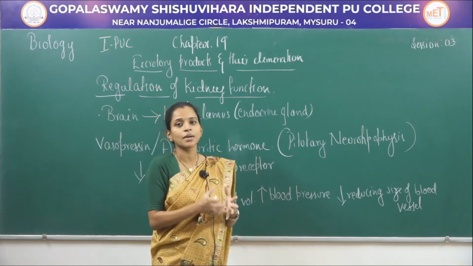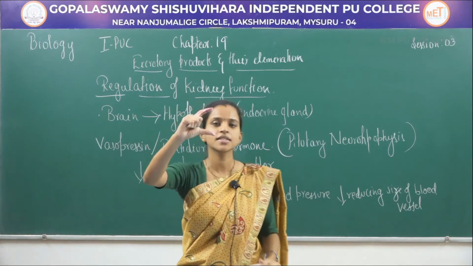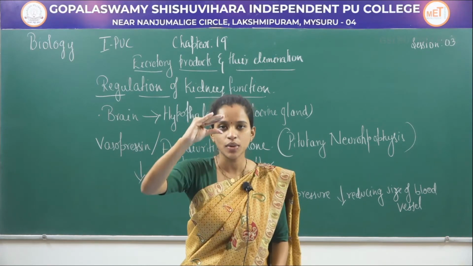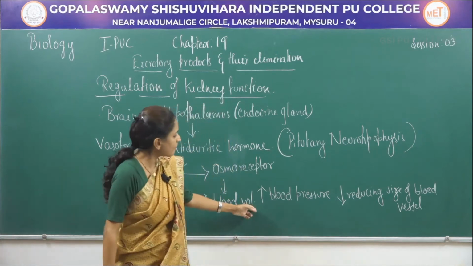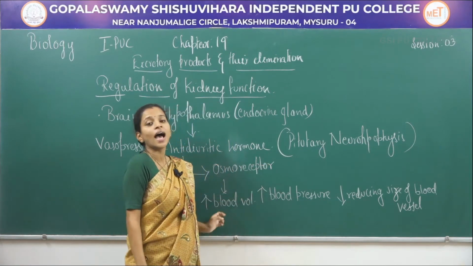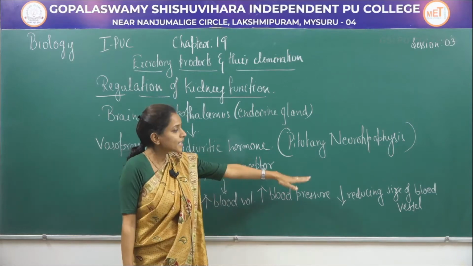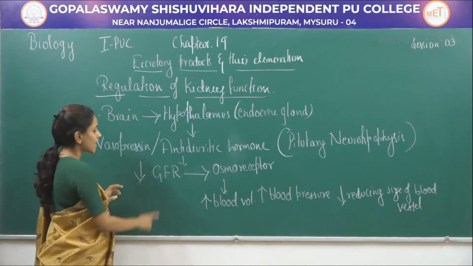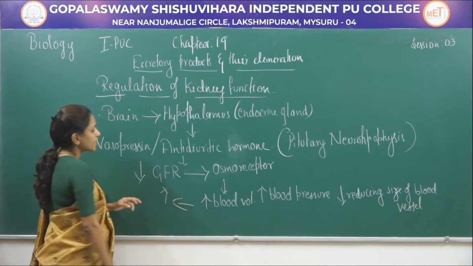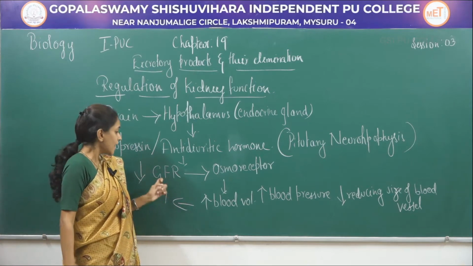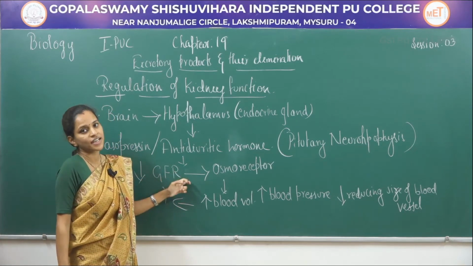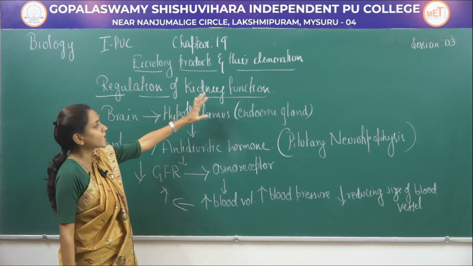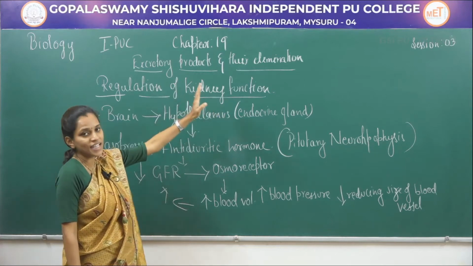For these two to increase, the blood vessel will be narrowing itself. Once the blood vessel narrows, the blood pressure will be increased as well as the blood volume. This reduction in the size of the blood vessel automatically contributes towards the rise in GFR, that is, it contributes to the increase of glomerular filtrate rate, which comes back to its normal level. That is how the brain manages the kidney functioning.